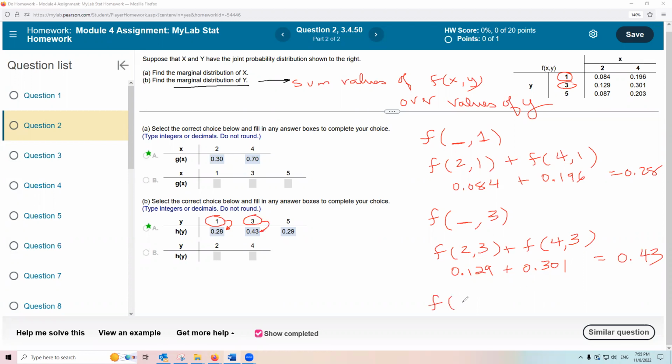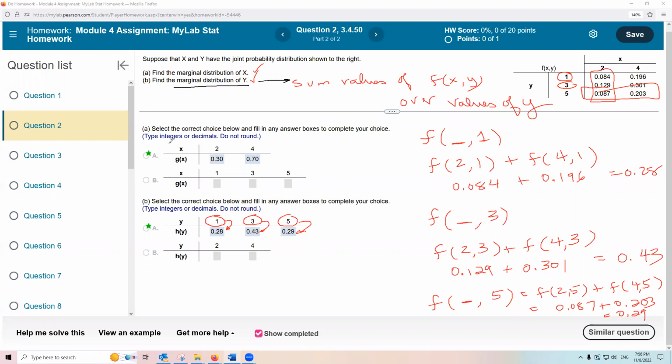Last one, fix the y value to be 5. So this is going to be f of 2, 5 and 4, 5. And I'll get these values right from the table: 0.087 plus 0.203. That works out to be 0.29. So there it is, 0.29. All right, so you notice when we were finding the marginal distribution of x, we were basically adding down the columns. But when we're finding the marginal distribution of y, we were adding across the rows.